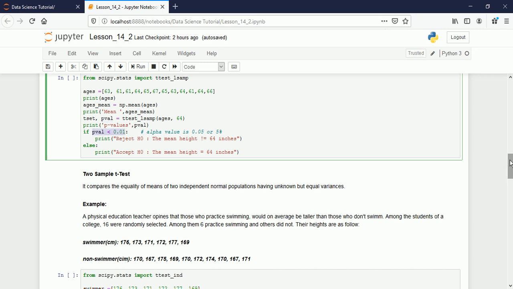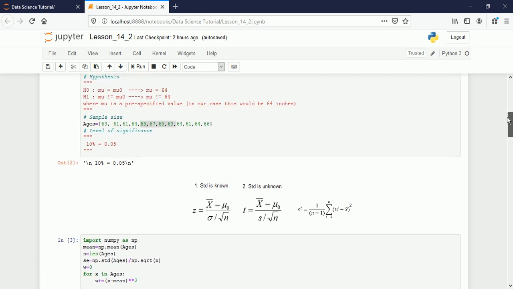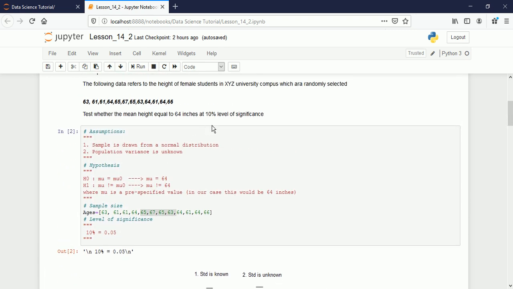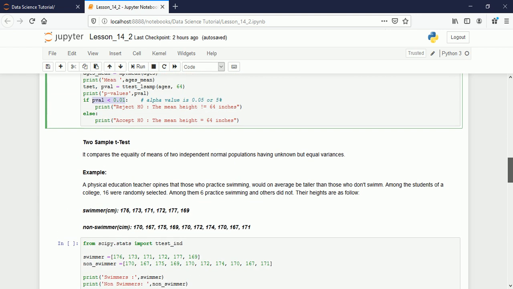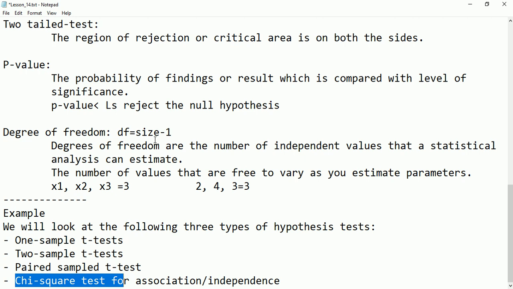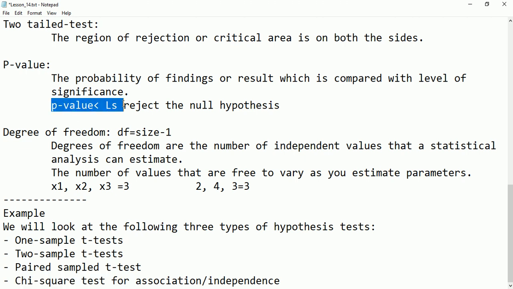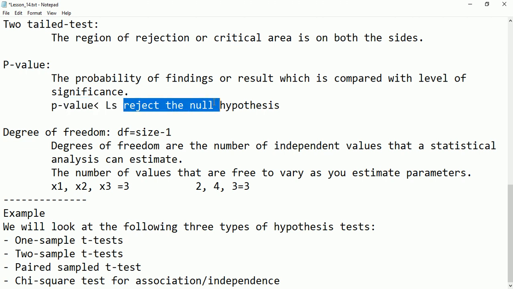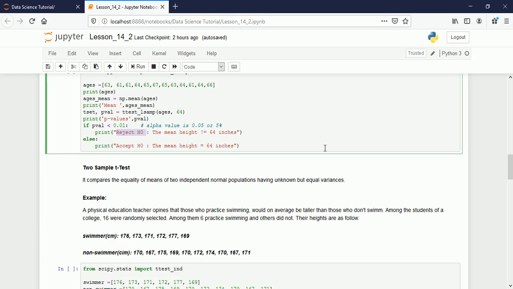We are comparing with this value. How much was said here? It is said 1%, sorry, 10%. 10% is how much? 0.01. So I'm going to compare it. If this is less than this, we are rejecting the null hypothesis. If you remember, we discussed that if the p value is less than the level of significance, then you reject the null hypothesis, and rejecting the null hypothesis, we will accept the alternative.